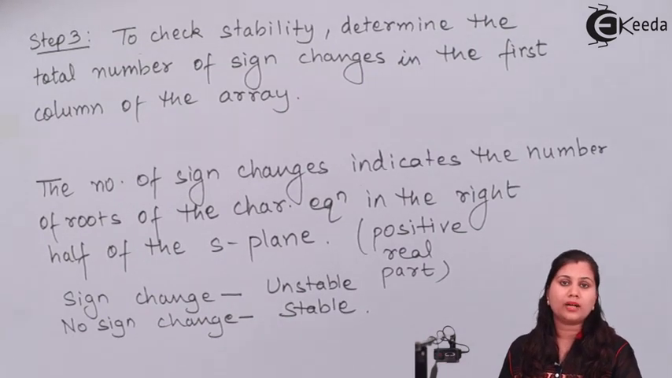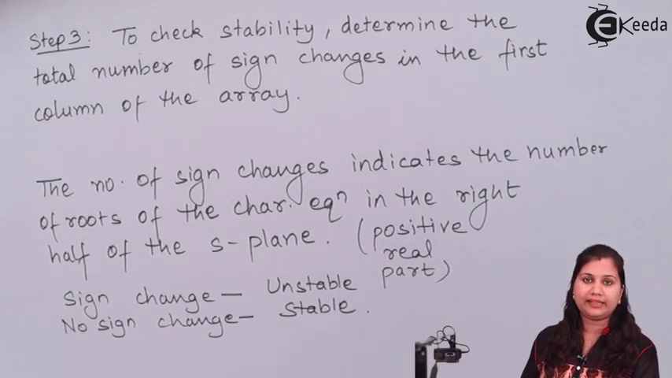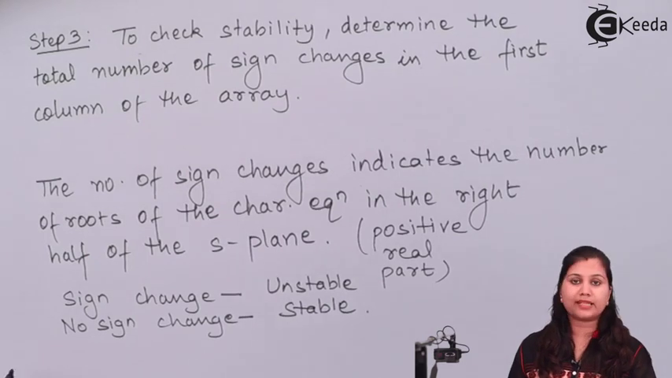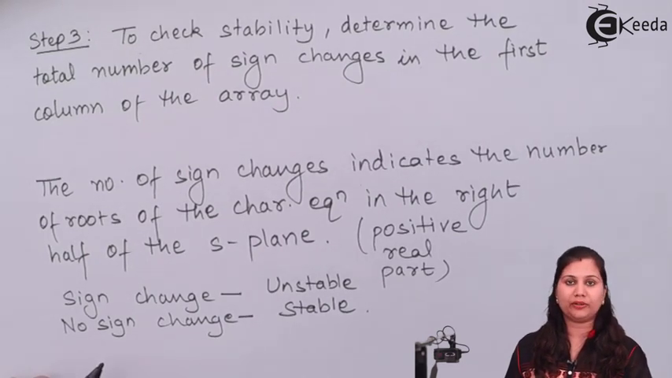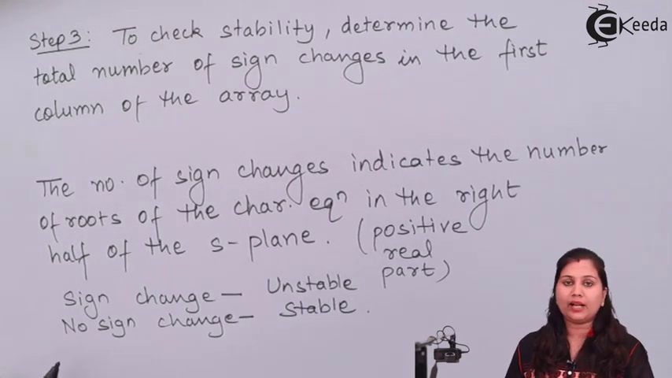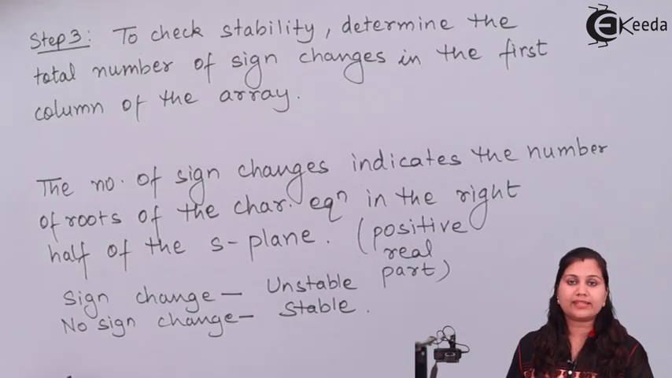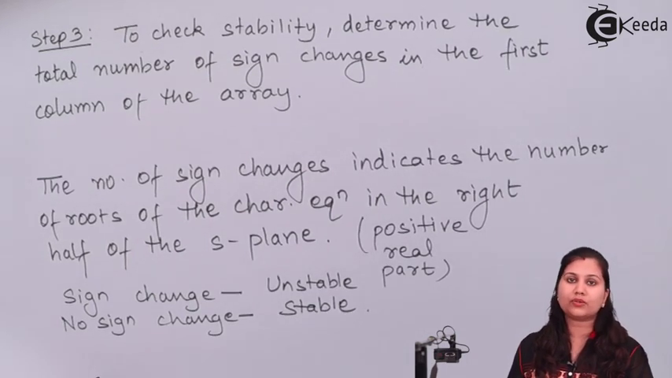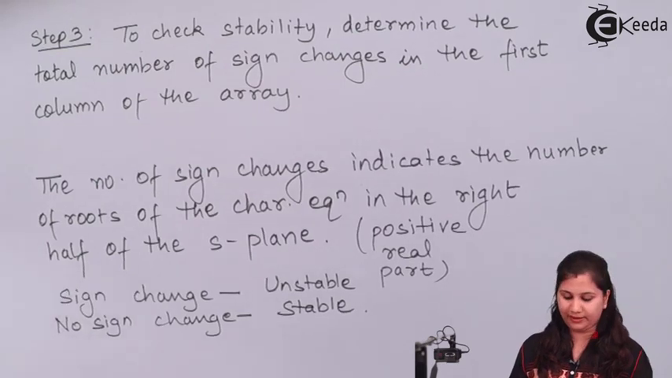So this is how the Routh stability criterion defines the stability, or checks the stability, of the system. Now let's see the necessary and sufficient conditions for this Routh stability criterion.